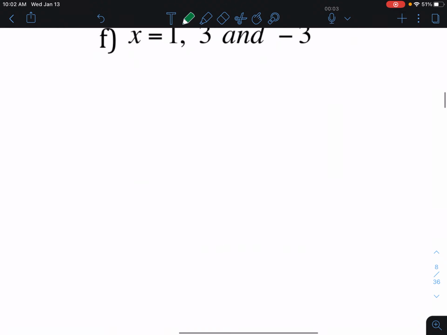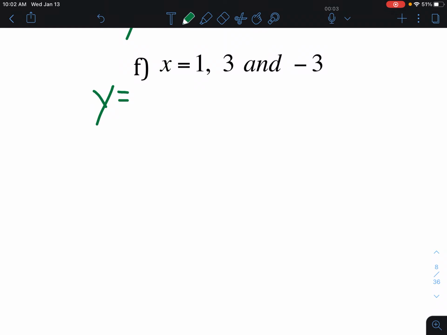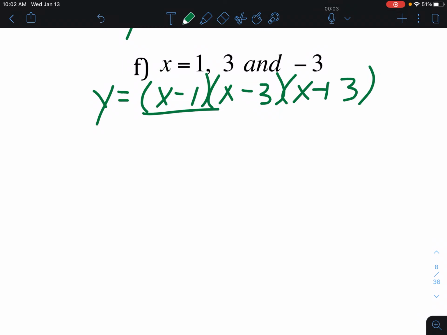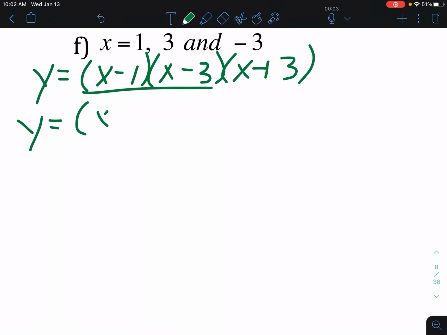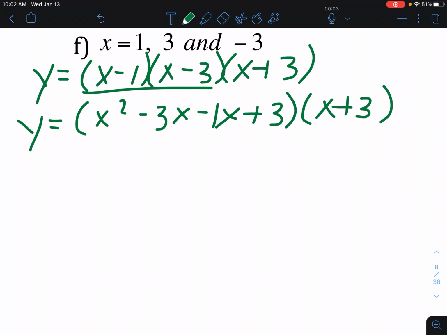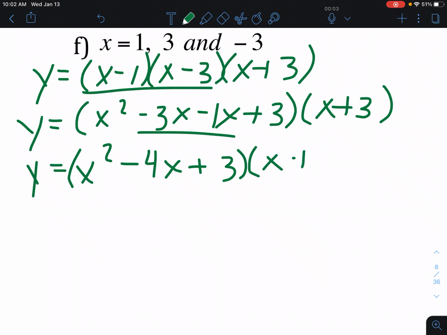All right, last one for the lesson. More practice. Do the opposites. Start with your first two here. FOIL these out. So first, outer, inner, last. Combine like terms. These guys can combine. So it'd be bring down the x squared. Combine to have minus 4x and bring down your plus 3. And bring down your x plus 3, of course.